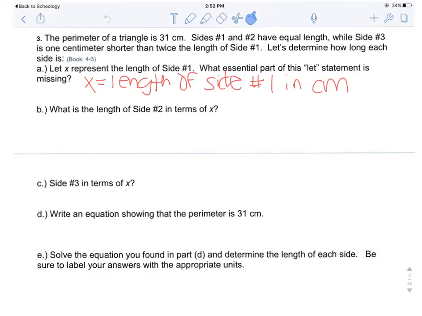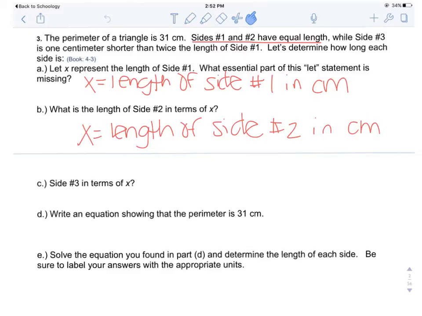Part B, what is the length of side number 2 in terms of x? Well, if we go back, we know that sides 1 and 2 have equal length. So we will also say that x is equal to the length of side number 2 in centimeters. They are the same. They are equal in length.